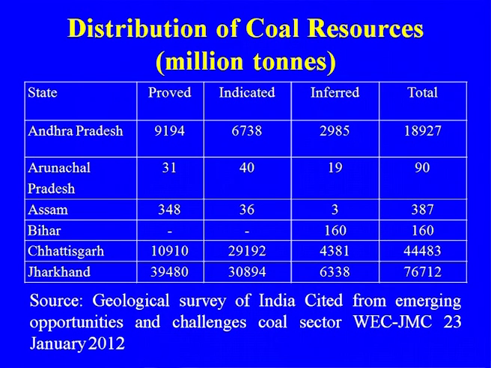This is the distribution of the coal reserves in various states: Andhra Pradesh, Arunachal Pradesh, Assam, Bihar, Chhattisgarh, Jharkhand, and then Madhya Pradesh. And these are the proved, indicated, inferred, and the total amount of the coal that is given. So this is the coal reserve we are having in India. The figures may show some variation depending upon the source.